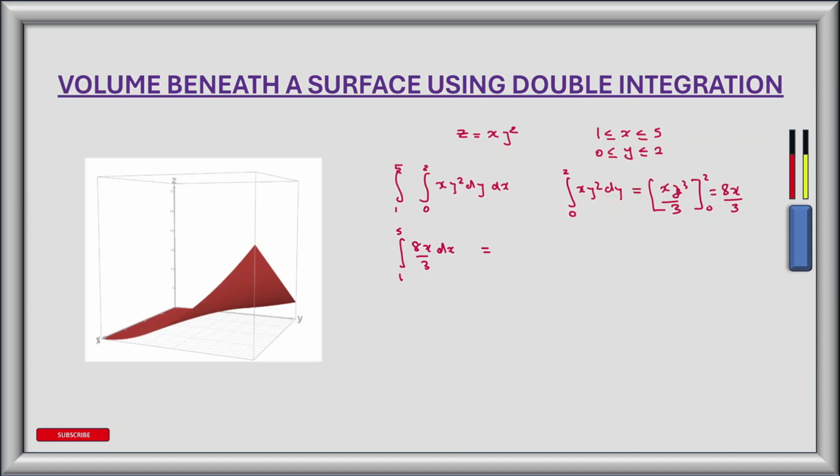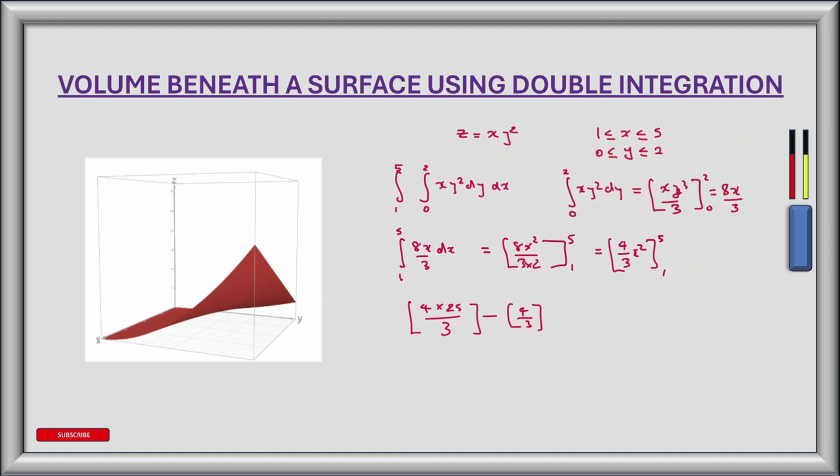So if we do that, we get 8x squared divided by 3 times 2, from the values of 1 to 5. So that equals 4 divided by 3 x squared between the values of 1 and 5. If we plug the value of 5 in for x, we get 4 times x squared, so 5 squared is 25 divided by 3. And we want to subtract the value when we put 1 in for x. So that leaves 4 divided by 3.